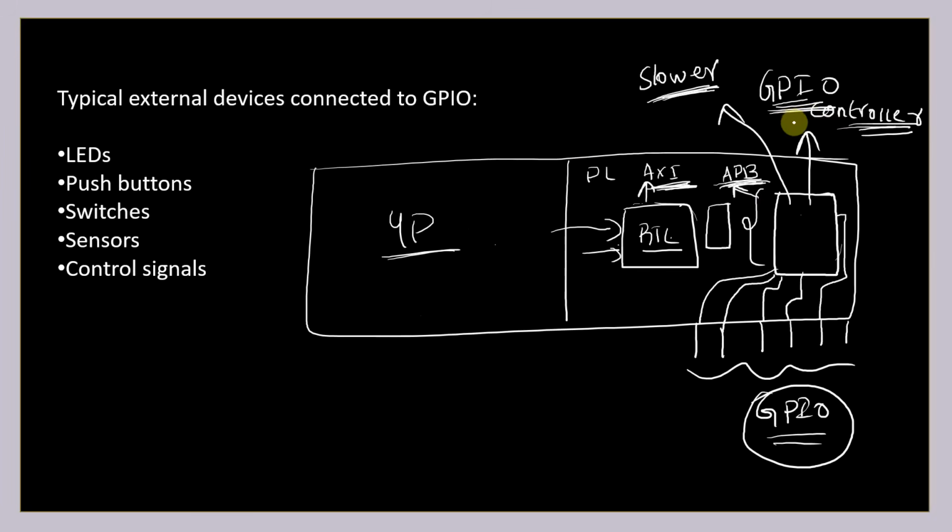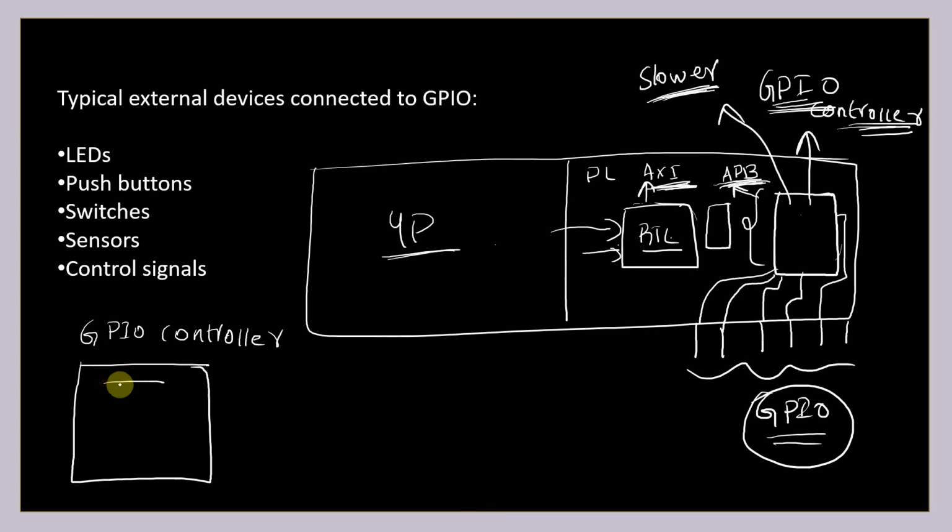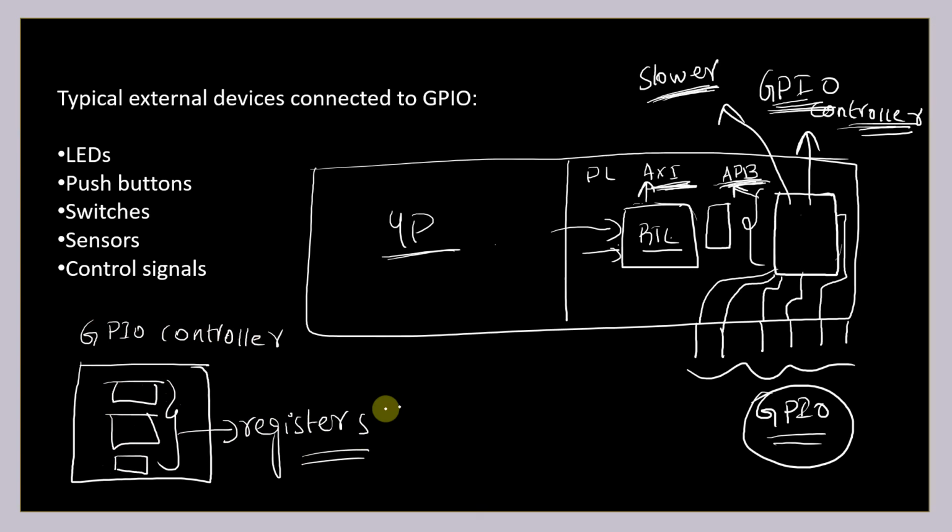So we have a GPIO controller over here, right? This is my GPIO controller. This particular GPIO controller is going to have a set of registers inside it. Now, what are these registers? These are basically configuration registers, or you can also say configurable registers.